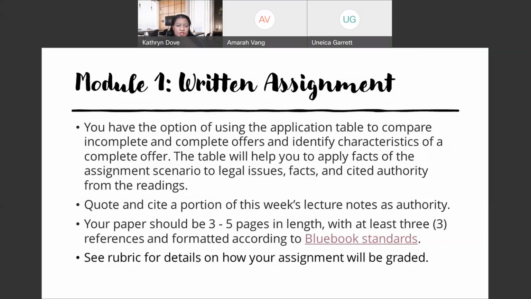Again, you have the option of using the application table to compare incomplete and complete offers, identify characteristics of a complete offer. The table will help you apply the facts of the assignment scenario to the legal issues and the cited authority from the readings, quote and cite a portion of the lecture notes authority. Your paper should be 3 to 5 pages, double spaced, with at least 3 references formatted according to Blue Book standards. See the rubric for how your assignment will be graded. Any questions?